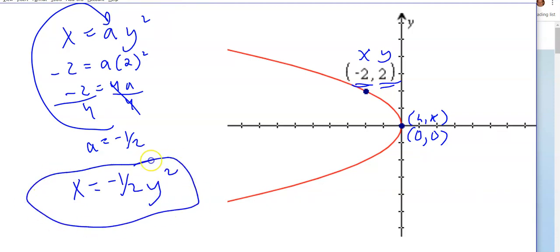I especially like to check the positive and negatives here. So it's open to the left, so I do think that a needs to be negative. It's kind of wide, wider than usual. That looks about right, actually. So that would be the answer.